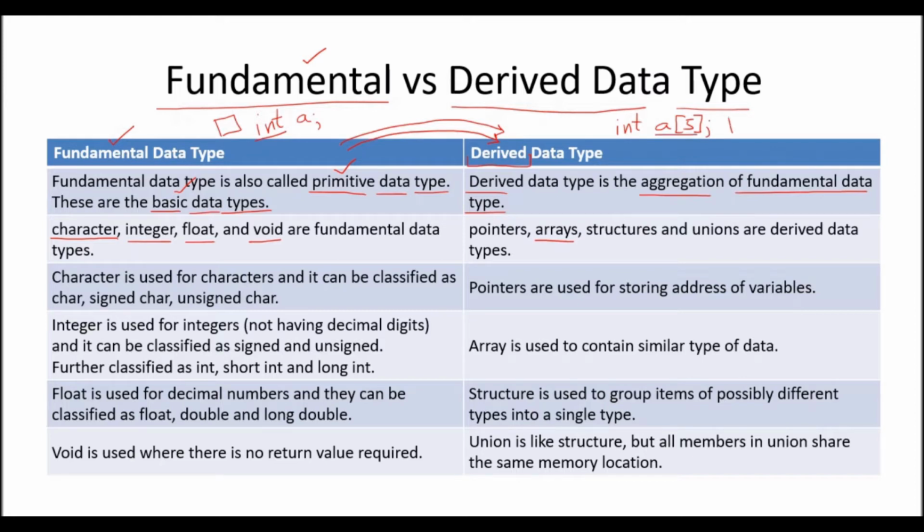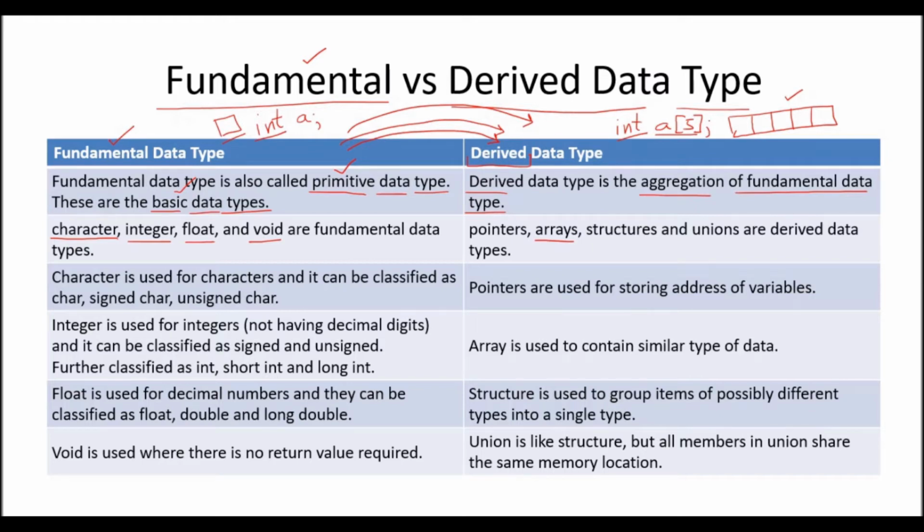So by this, 5 memory locations will be stored in the system: 1, 2, 3, 4 and 5. So these 5 memories of integer type are saved, and here only one memory is saved, right? So this one is basically derived from this one. That's why it is called derived. Derived is not having its own existence in the system. They are taken from the basic data type or the fundamental data type.